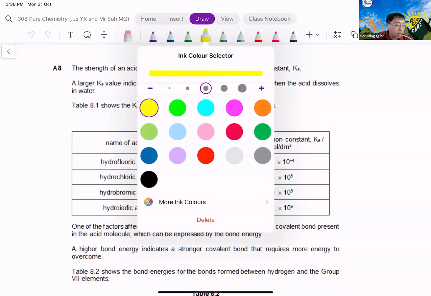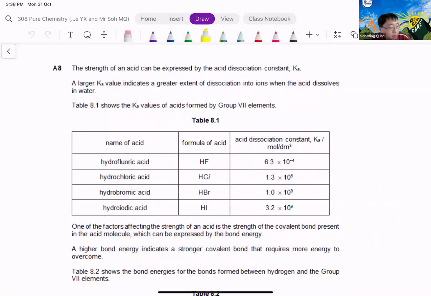Now, the first thing to do is always to highlight or underline the keywords. It is important to underline keywords like acid. That's a chemical name, right? The next thing to underline is always mathematical trends. This is an important trend to underline or highlight. If you didn't underline or highlight this trend, you wouldn't know what Ka means, right? Because you have never learned Ka before. But now that you have been told a larger Ka value indicates a greater extent of dissociation into ions. Now, this you have learned before.